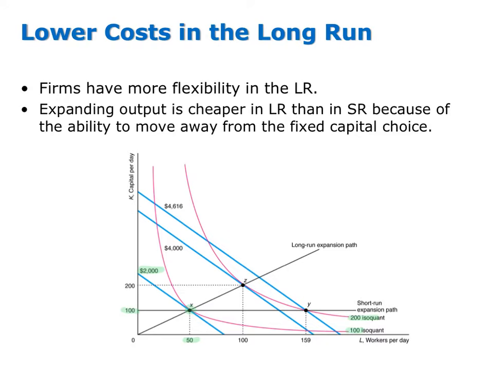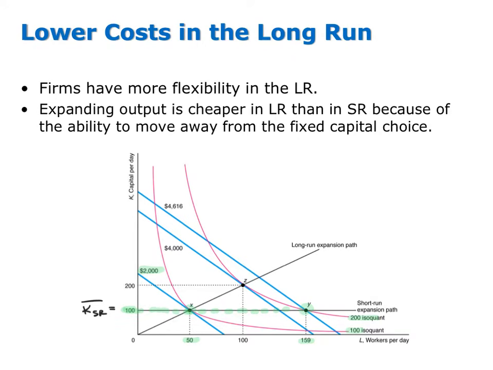If the firm is in the short run, at least one input is fixed. Let's suppose that fixed input in the short run is capital, and that capital is stuck in the short run at 100 units. The graph shows that when capital is fixed at 100, the only way to produce 200 units of output is to be at bundle Y. At bundle Y, the firm employs 159 workers per day and the fixed amount of 100 units of capital.